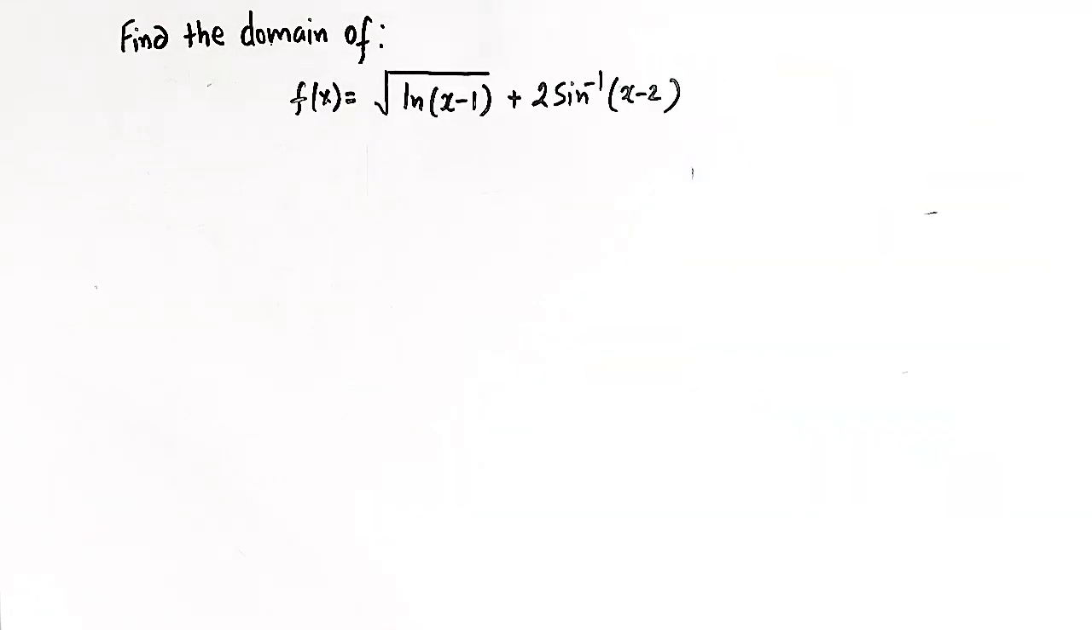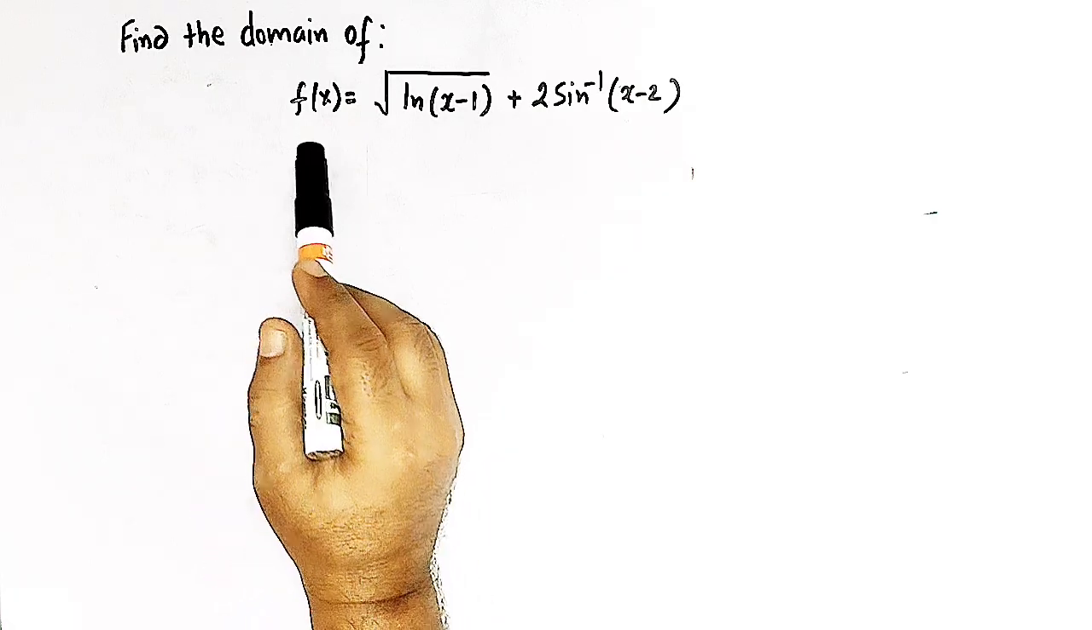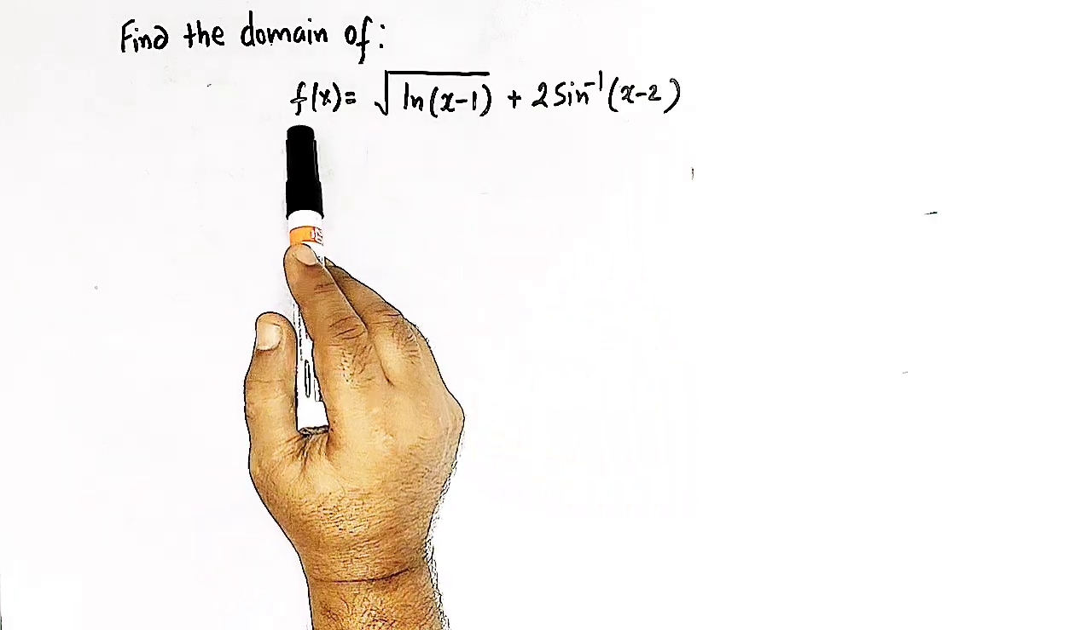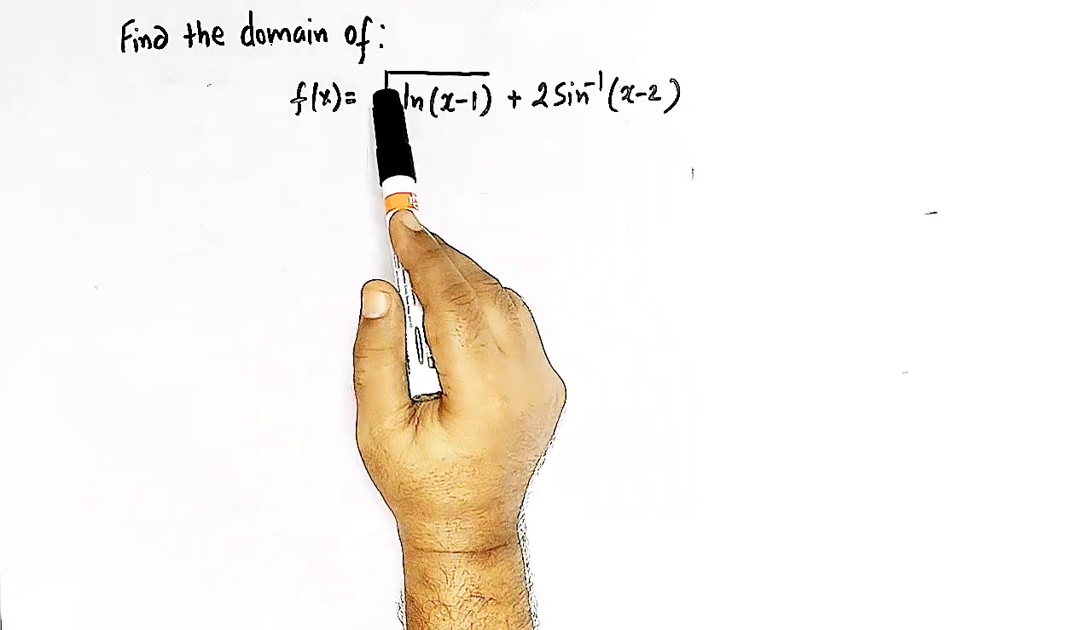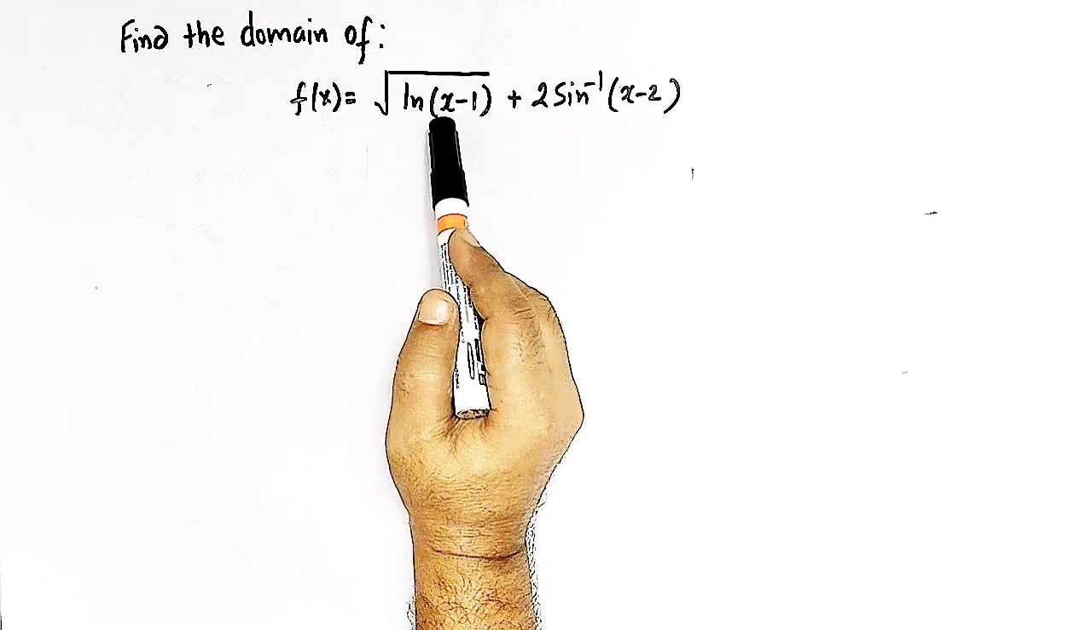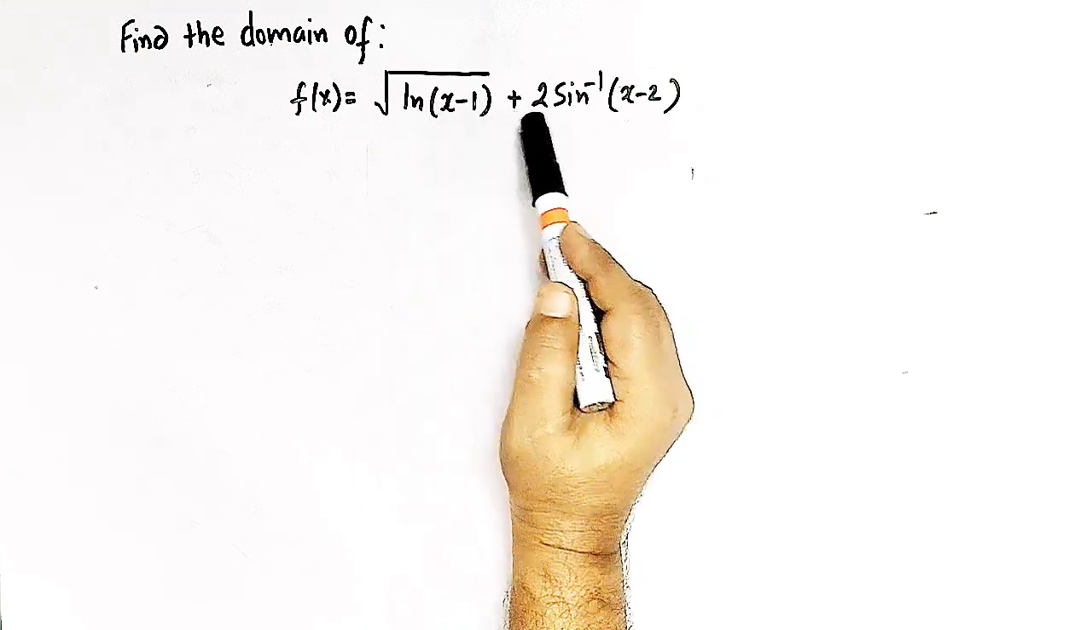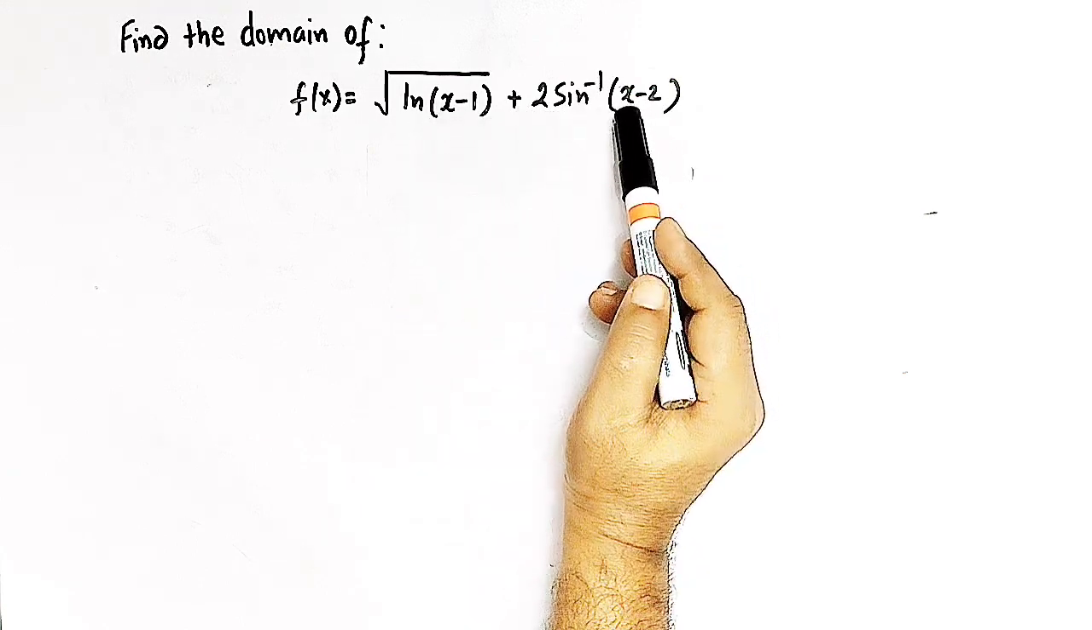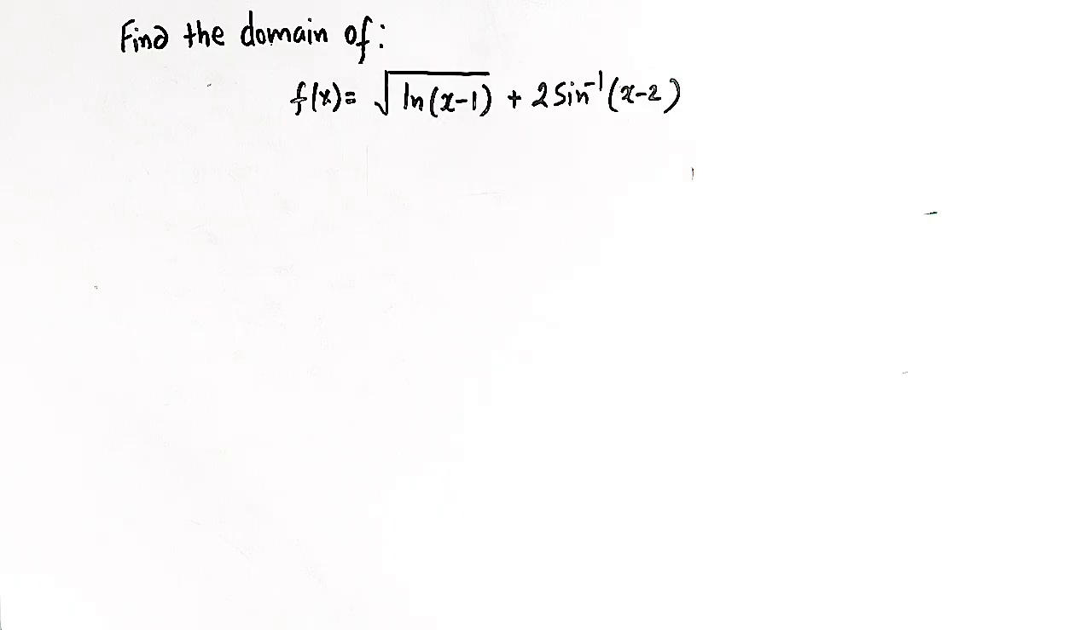Hello viewers, in today's session we are going to discuss another important and conceptual problem from domain of functions, and here we are going to find the domain of this function f of x, equal to square root of natural log of x minus 1, plus 2 times sine inverse x minus 2. Here we are going to make use of the concept of intersection of domains.